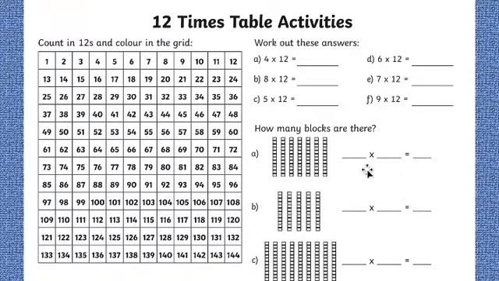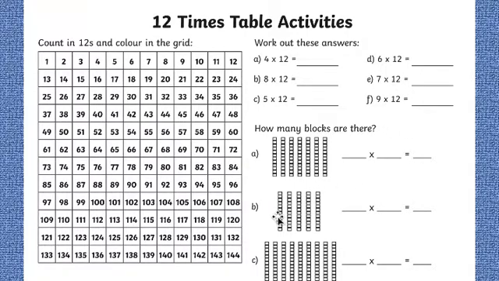Right, so our answer is going to be 12 times how many sticks we've got. 1, 2, 3, 4, 5, 6, 7. 12 times 7, or 7 times 12. And we'll already have our answer up here.